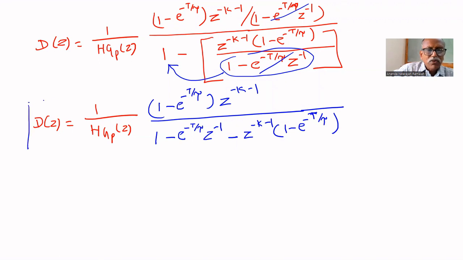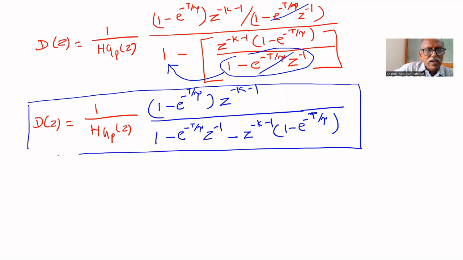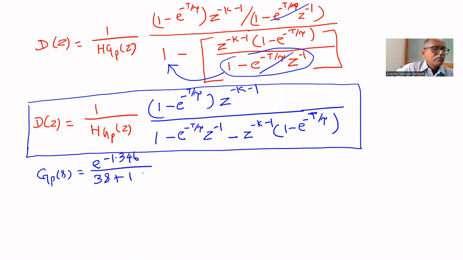Now we have to find the controller. Now this is the Dahlin's controller for the given process. What is the given process? The given process is GP of s equal to e power minus 1.346 s upon 3s plus 1. HGP of s equal to what?